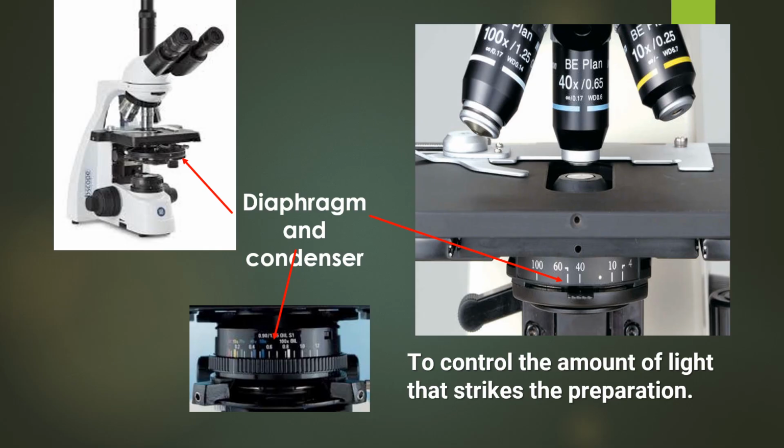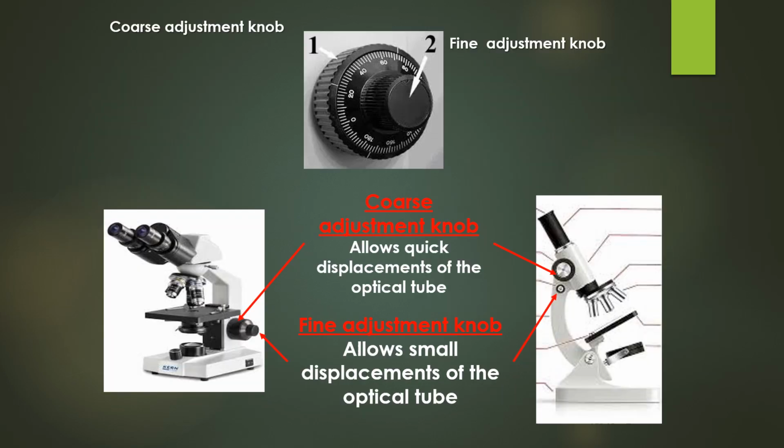Now we are going to talk about diaphragm and condenser. This is diaphragm and condenser. What is the role of the diaphragm and condenser in the microscope? The role of the diaphragm and condenser is to control the amount of light that strikes the preparation. Look here, the diaphragm is used to control the amount of light that strikes the preparation. Okay, so this is the role of diaphragm and condenser.